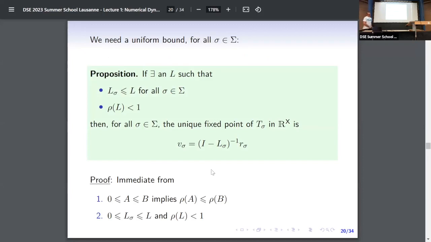All right, so then we can state a theorem about dynamic programming in the presence of a discount factor that depends on the state.